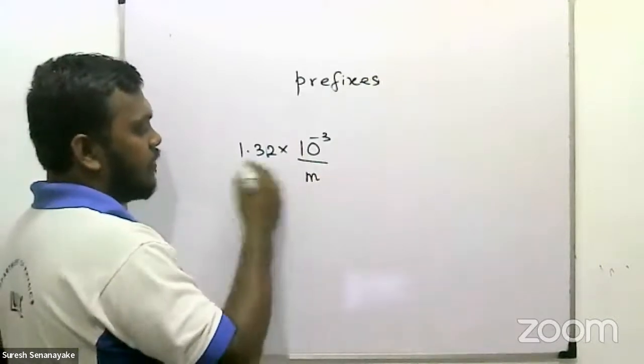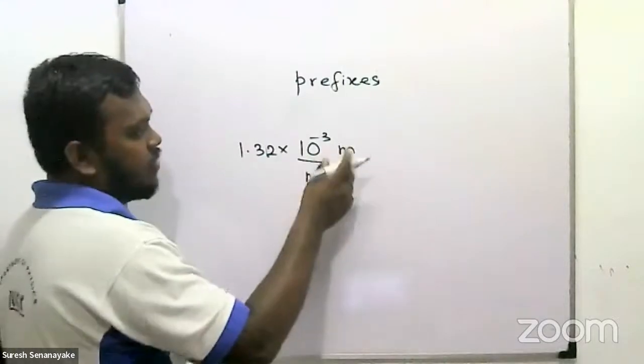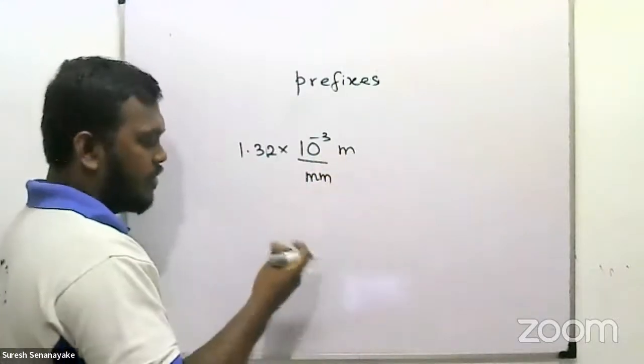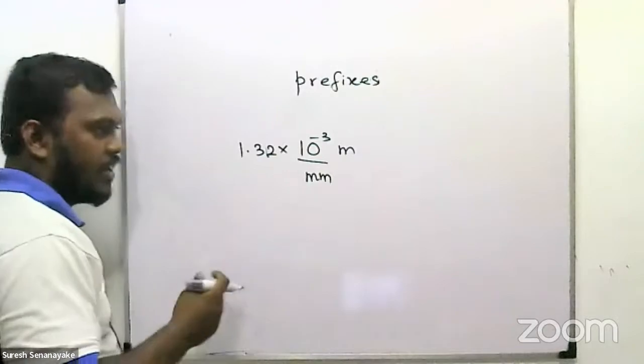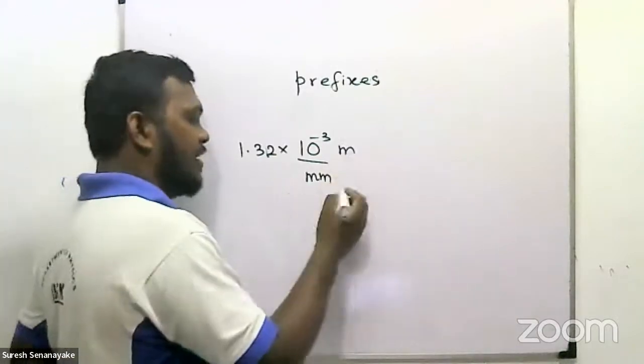If it is in meters, you can write millimeter. If it is kilogram, we don't write millikilogram, we write gram. In seconds, we can write milliseconds like that.